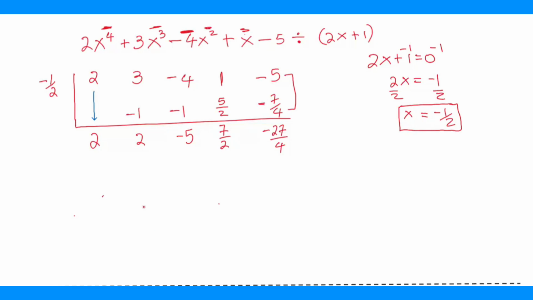Now let's take a look at what we have. These are my coefficients right here. This is my remainder, so the remainder is -27/4. But our coefficients have to be divided by 2. We have to divide the coefficients by this number all the time, so we're going to divide by 2.